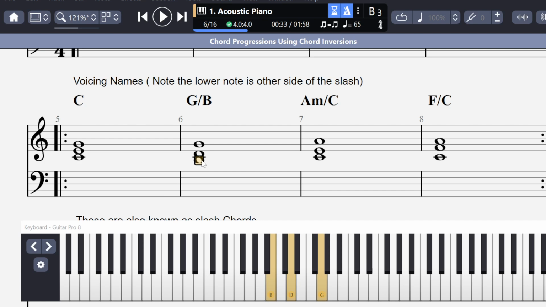A minor has C as the lowest note. F has C as the lowest note. And the thing is, even though that is still a C, G, A minor, and F progression, it has a certain sound because of where the root note is.